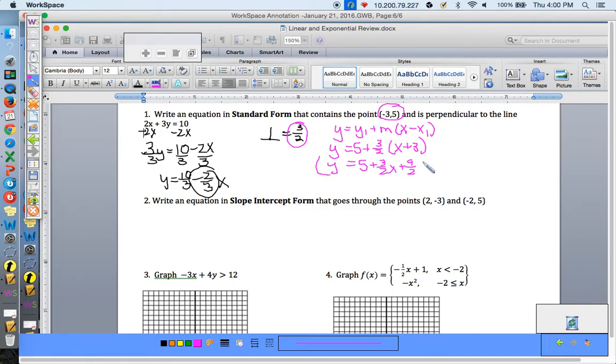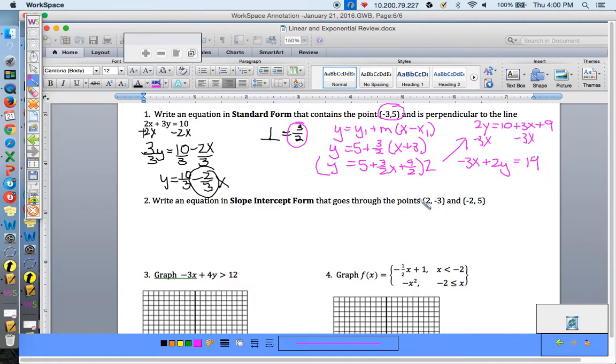Let's get rid of these fractions, so let's multiply everything by 2. So now we have 2y equals 10 plus 3x plus 9. And then for standard form, x's and y's on the same side. So we have negative 3x plus 2y equals 19.